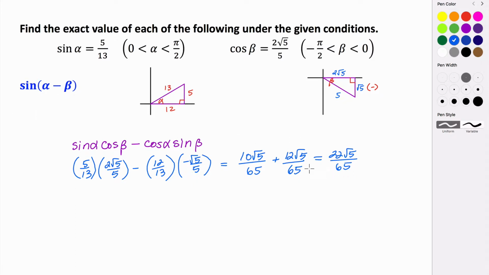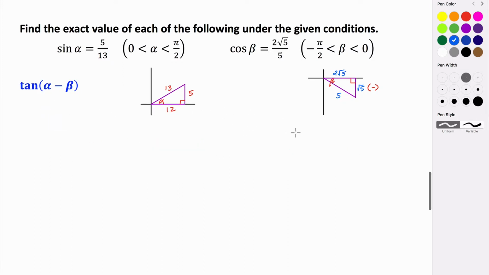So let's take a look at one more value, and calculate one more value using these triangles. We want to calculate the tangent of alpha minus beta. Again, we're using these triangles, the same conditions, everything that we had from our first few examples. So the tangent of alpha minus beta is the tangent of alpha minus the tangent of beta, all divided by 1 plus their product, tangent of alpha times the tangent of beta.